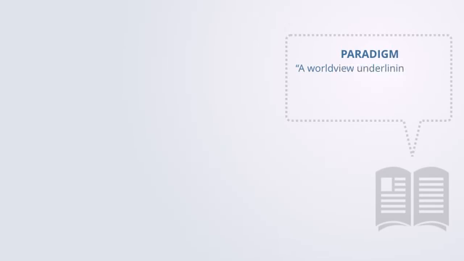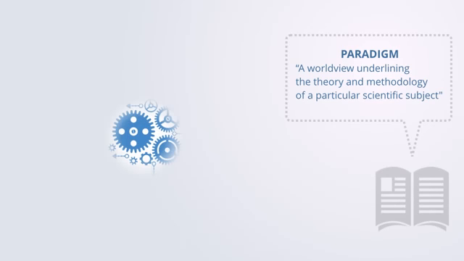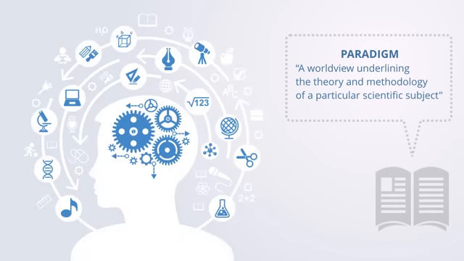Systems thinking is what we call a paradigm. A dictionary definition of a paradigm would read something like this: a worldview underlying the theories and methodology of a particular scientific subject. Thus, we can understand a paradigm to be the foundation that shapes our way of seeing the world. It is the assumptions and methods out of which we build our theories.